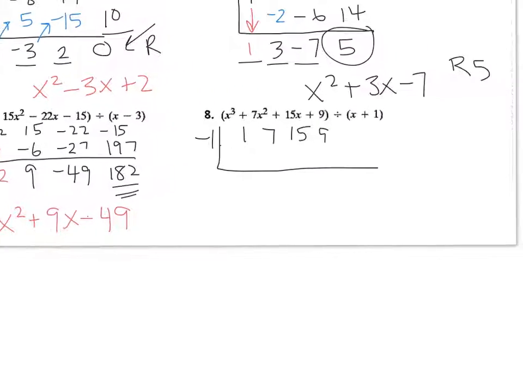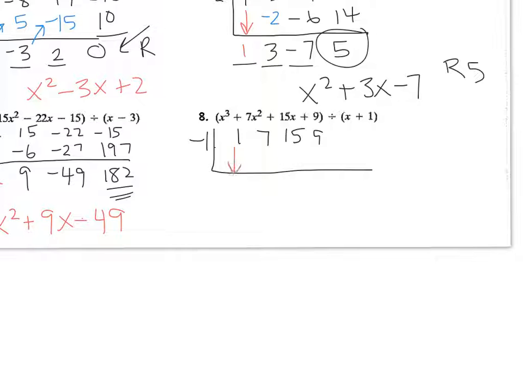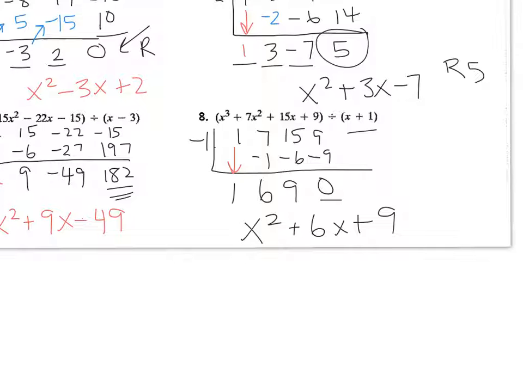And then the last one, bring down the 1. So you should always try to stop, pause, see if you can do it yourself. 1 times negative 1 is negative 1. Add vertically, multiply diagonally, add vertically, multiply diagonally, you get a 0. This one is a factor. X plus 1 is a factor. My resultant is x squared plus 6x plus 9 is the quotient.